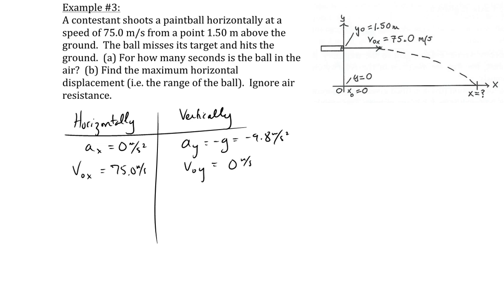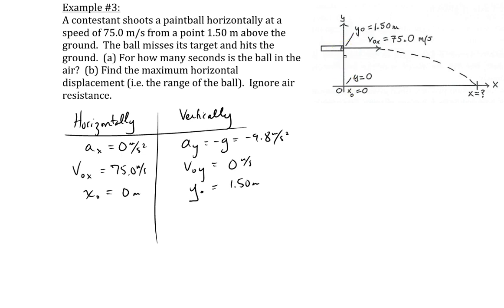All right, then we move on to the position. Do we know the initial position? Yes, we've decided to call the initial position along the x-axis 0 meters. And the initial vertical position is 1.5 meters, by setting our coordinate system's 0, 0 here so that the gun is starting 1.5 meters above the ground.